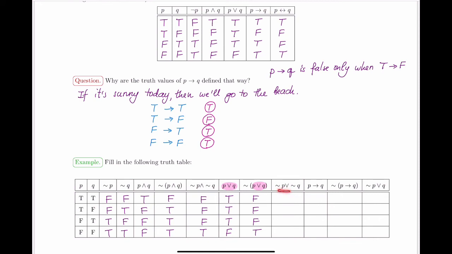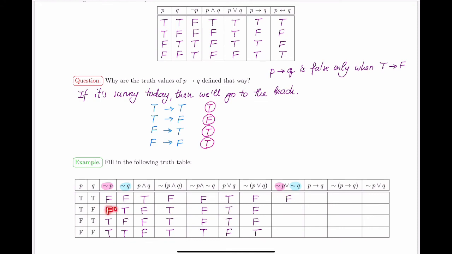The next column is similar to the one that we've dealt with for and, where I have to look at the column that corresponds to not P and the column that corresponds to not Q, and I have to connect them with an or as the compound statement is formed. So I'm going to go through row by row. False or false. Remember, or is going to be true if one of the components is true, which is not the case here. So my first value here is false.